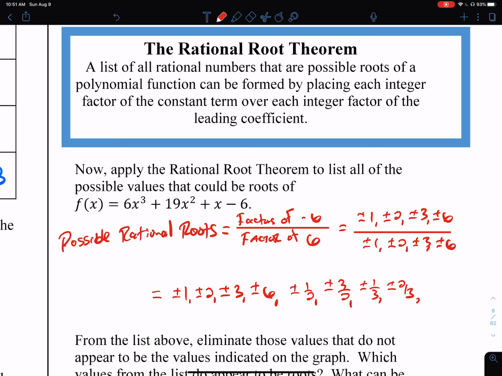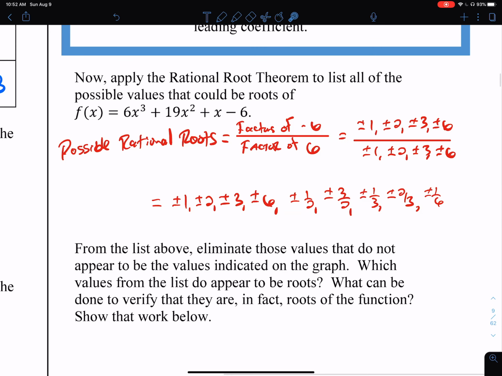Now we're going to divide each of the top numbers by 6 and get plus or minus 1/6. Plus or minus 2/6 is the same as 1/3, don't need it. Plus or minus 3/6 is the same as 1/2, don't need it. Plus or minus 6/6 is the same as 1, we don't need it. So there are 1, 2, 3, 4, 5, 6, 7, 8, 9, doubled because it's plus or minus. There are 18 possible rational roots.